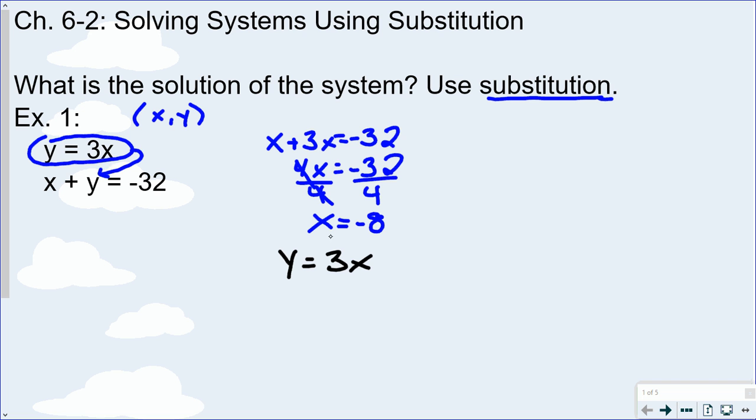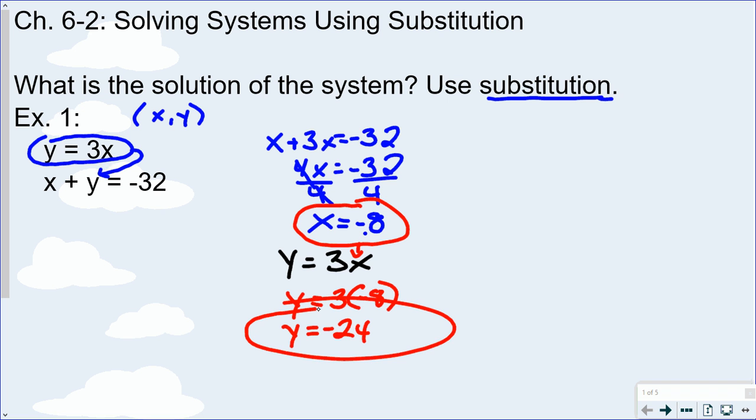So now I'm going to take x equals negative 8 and I'm going to plug that in for x. So this says x is negative 8, so let's plug in negative 8 and let's see what y is equal to. So that's going to give me y equals 3 times negative 8. So y equals negative 24. So the solution to this is negative 8, comma, negative 24.